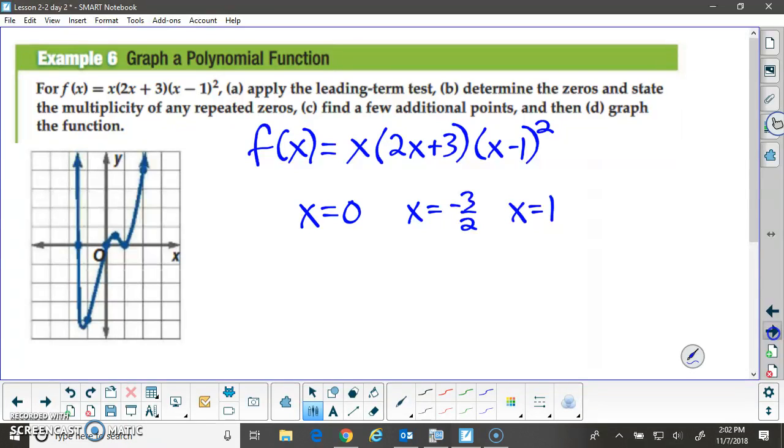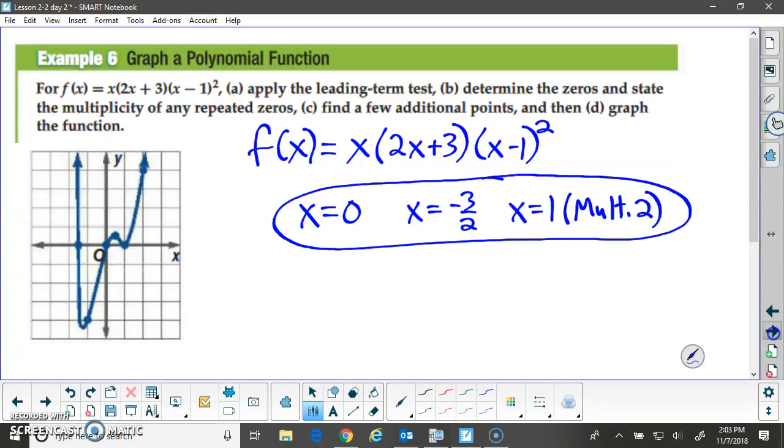Part B, determine the zeros and state the multiplicity of any repeated zeros. Well, I've stated the zeros, but if you look on the graph, since at positive 1 it doesn't cross, it just touches, we say that it has multiplicity 2. That counts as a repeated 0. And that should hopefully make sense because right here, you can see that we've got a factor that's raised to the second power, so it's a repeated 0. And then part C says find a few additional points. You don't have to do that.